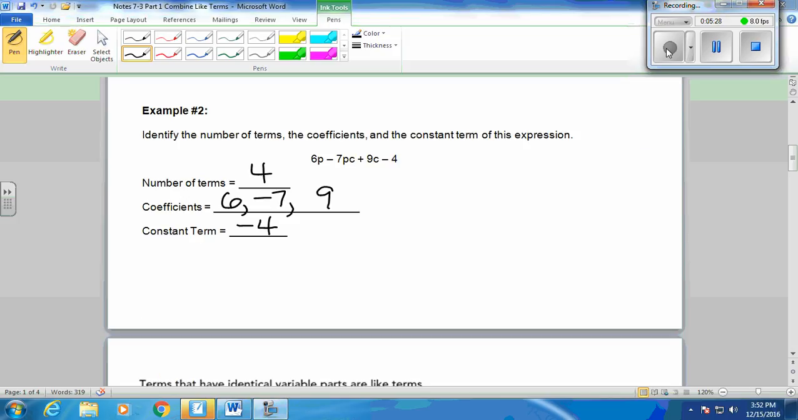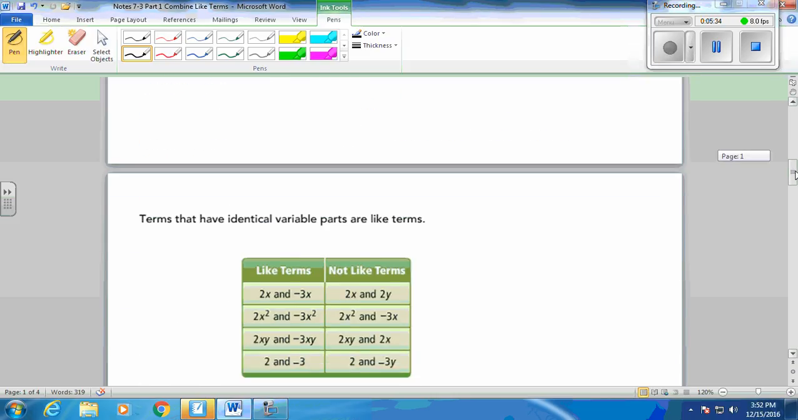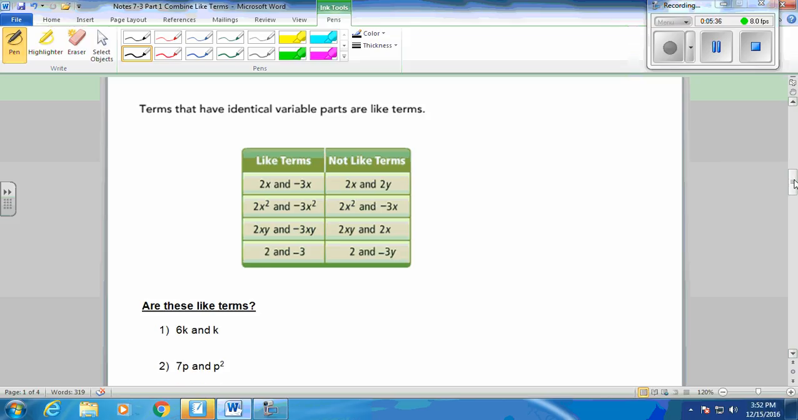Check your answers over. On your next page, we now have more vocabulary that says terms that have identical variable parts are called like terms. And I don't think that they give you a full definition of what like terms are. We'll give a little description on the side after I go through this chart.